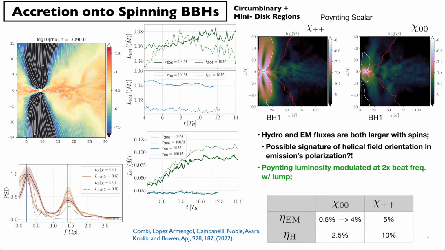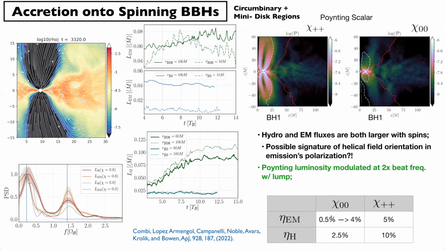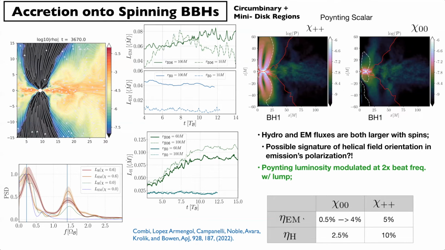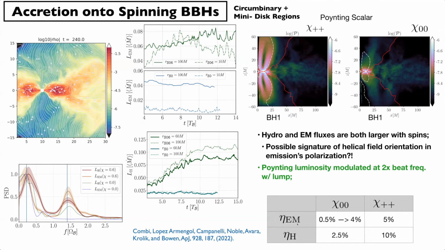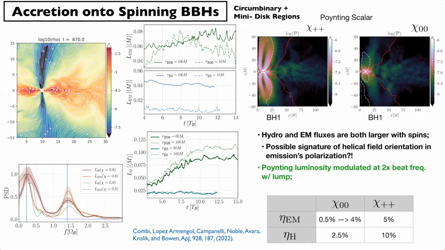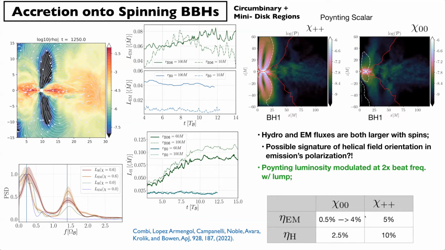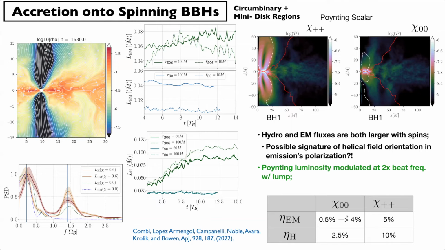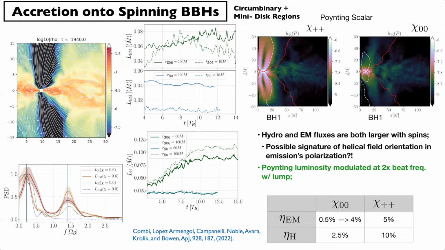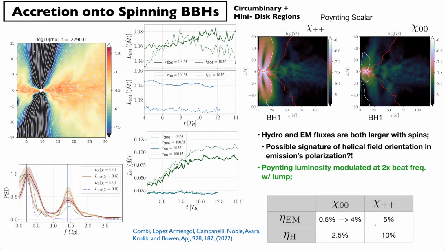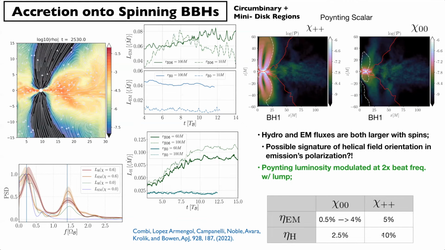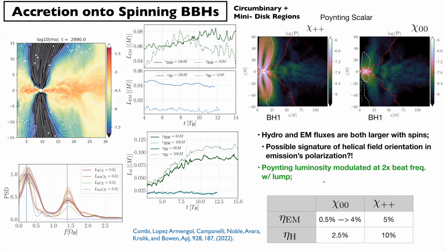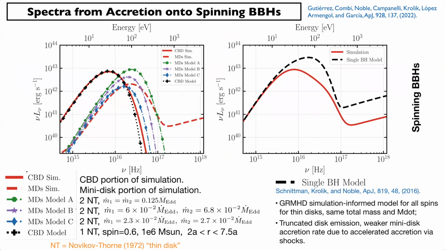We find that there's significant enhancement in the radiative efficiency in the Poynting flux and the hydrodynamic flux with spin. So it goes from a couple percent to 5% in the electromagnetic flux and 2.5 to 10% in the hydrodynamic flux. We also did a post-process radiative transfer calculation to predict the spectrum.